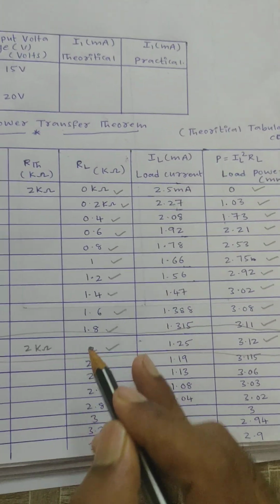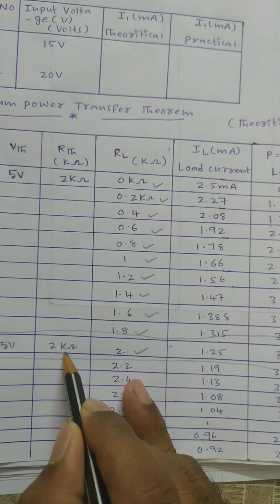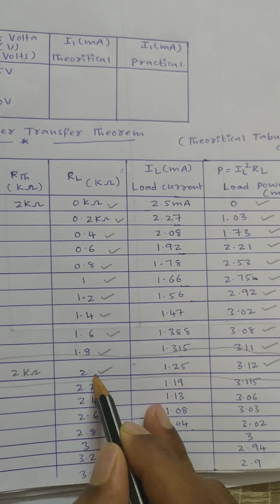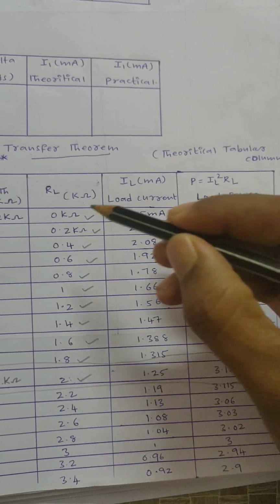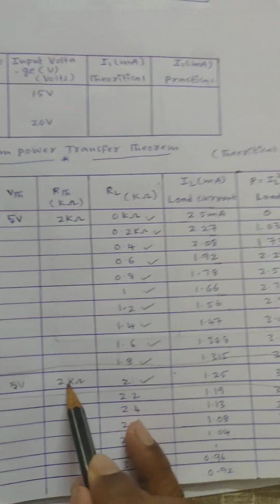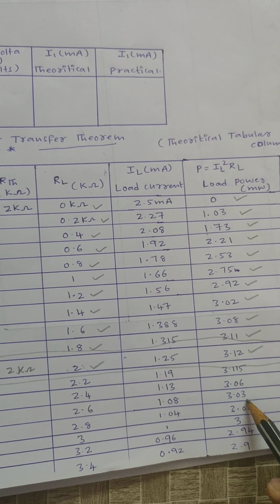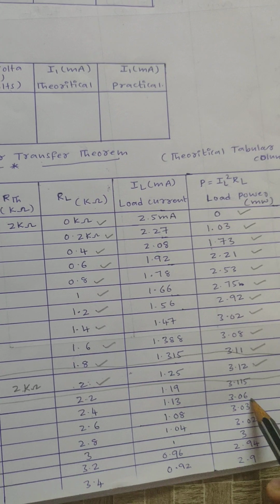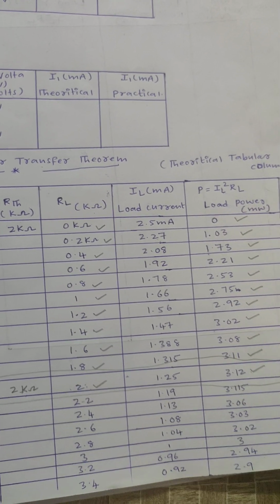Now you can observe here RTH value is 2 kilo ohm, RL value in kilo ohms, right? RTH is equal to 2 kilo ohm and RL value is 2 kilo ohm, right? Here when RTH is equal to RL, then only we will get maximum power. You can observe all the readings, right? From RL equal to 0 to 2 kilo ohm, power increases. When RTH is equal to RL, then only we will get maximum power. After that, power slightly reduces. See here, for 2.2 kilo ohm, 3.115, 2.4, 3.06, 2.6, 3.03, 2.8, 3.02.